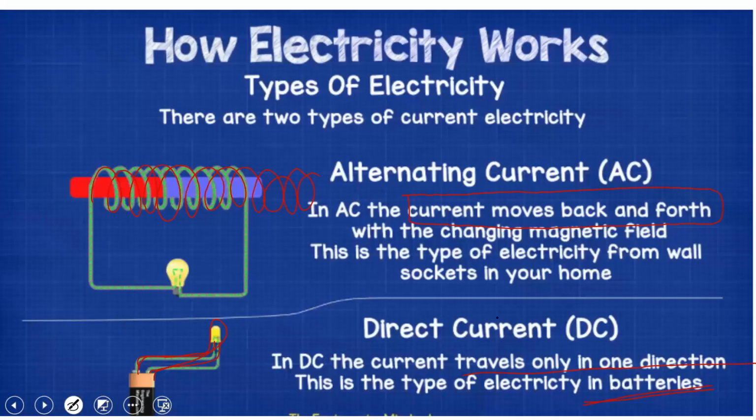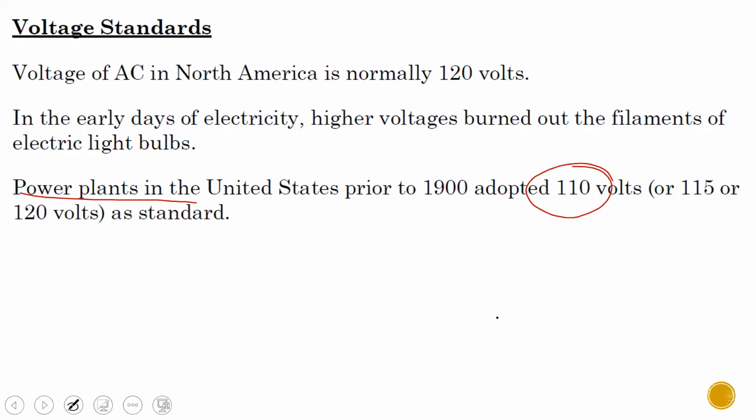So here we have two types of current. We have AC and DC. Alternating current, AC, moves back and forth. It doesn't move in one direction. It is in the generator. It is in your home. DC is one direction. It's in batteries. Then the voltage standards, as we said, we have 120 and 240. 120 in America, 240 in Britain.